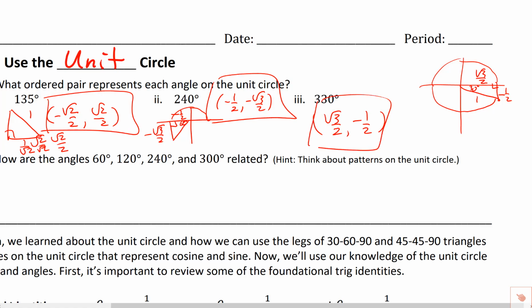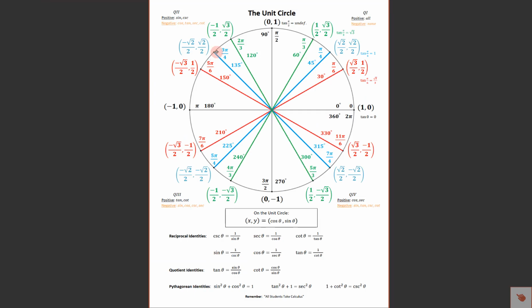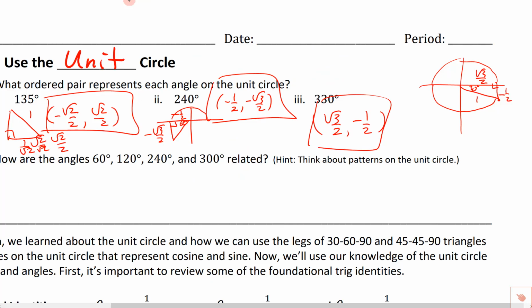And if you double check on your list, every one of these should match up when you look at that. So I'm going to come back over here and just double check and make sure. There's 135. Did we get the right numbers? There's 240. Did we get the right numbers? There's 330. Did we get the right numbers? Okay. Questions? We're good? Okay.